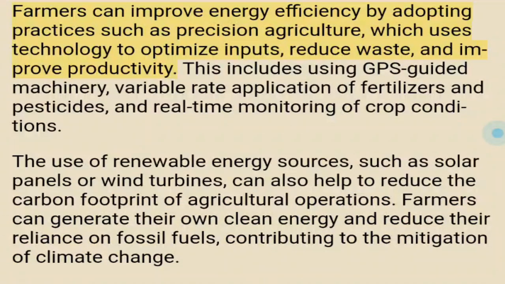Farmers can improve energy efficiency by adopting practices such as precision agriculture, which uses technology to optimize inputs, reduce waste, and improve productivity. This includes using GPS-guided machinery, variable rate application of fertilizers and pesticides, and real-time monitoring of crop conditions. The use of renewable energy sources, such as solar panels or wind turbines, can also help to reduce the carbon footprint of agricultural operations. Farmers can generate their own clean energy and reduce their reliance on fossil fuels, contributing to the mitigation of climate change.